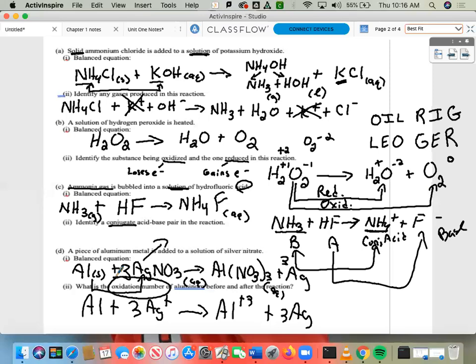So when we look at this, what's the charge of aluminum that you start with? 0. And what's the charge at the end? +2, right? So any questions on those first 4? Okay.